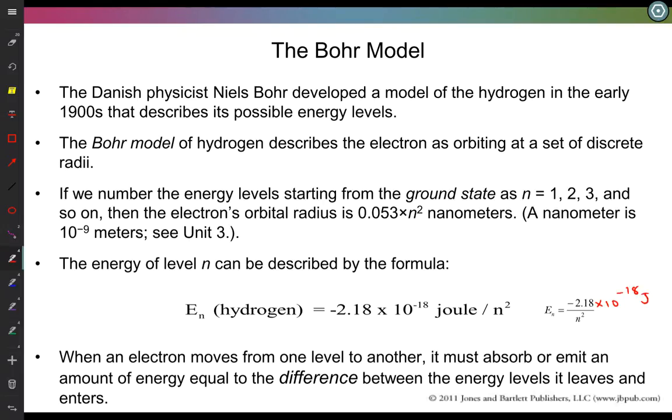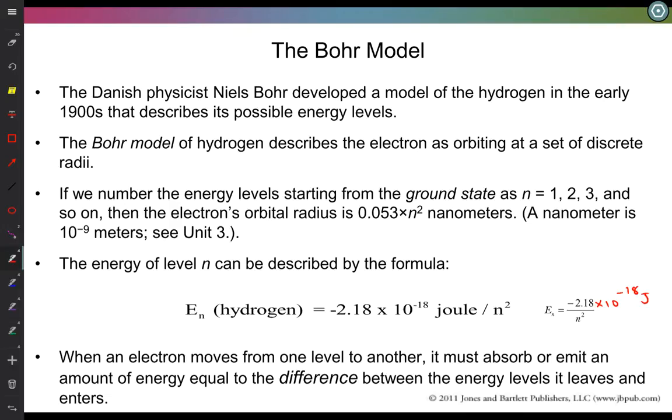So I can take the energy level, if n is equal to 1, it's going to be 2.18 times 10 to the minus 18 divided by 1. We can all do that in our heads. You don't need a calculator. What's the energy if you're in the n equals 1 state? Negative 2.18 times 10 to the minus 18 joules.